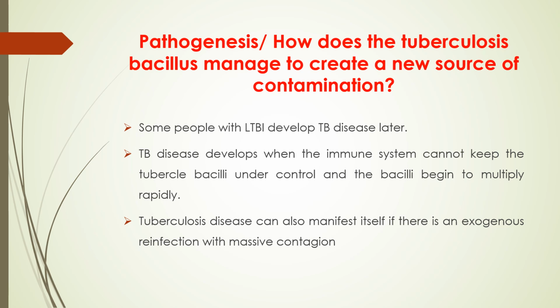So how does the tuberculosis bacillus manage to create a new source of contamination? Some people with latent tuberculosis infection will develop the tuberculosis disease later, and that can happen when the immune system cannot keep the tubercle bacilli under control and the bacilli begin to multiply rapidly, or we can have an exogenous reinfection with a massive contagion.